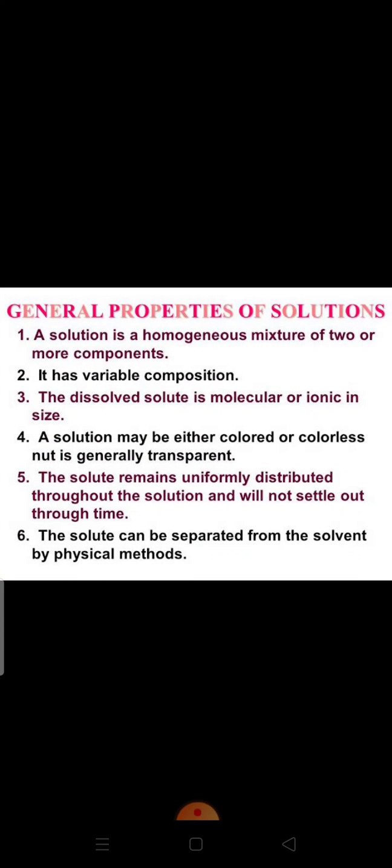Now let's start the properties of solution. Students, a solution is a homogeneous mixture of two or more components. It has variable composition. The particles of solute in a solution cannot be seen by naked eyes. A solution does not allow a beam of light to scatter.